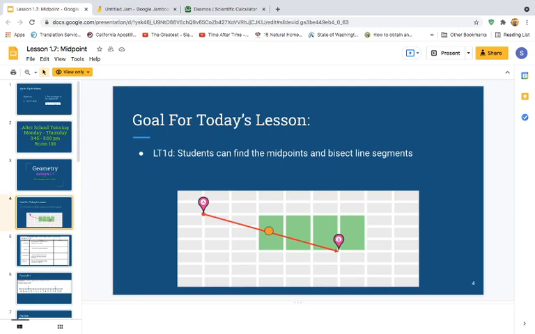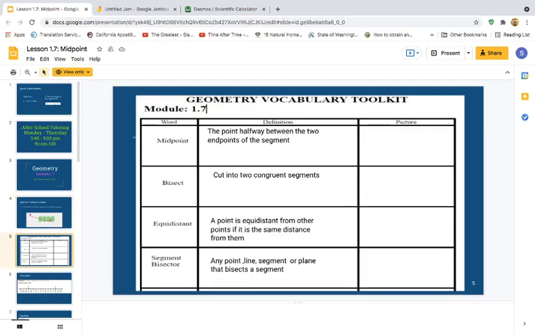Just like the word implies, midpoint really means middle point or halfway point between two other points. It's like the middle, right? And that is all we're going to be dealing with today, the midpoint on a graph. Now we'll go ahead and go to the vocab for today.